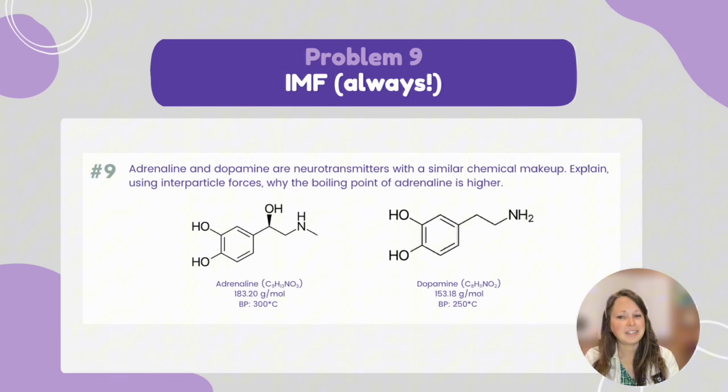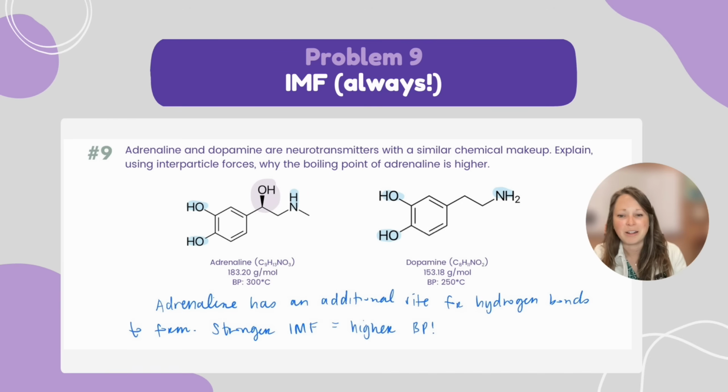All right, moving into 9, I had to include IMF because we always see IMF. These structures, you would actually probably have all of the carbons and hydrogens drawn in, but I wanted you just to focus here on identifying the difference between these two. So looking at these, they all have at least 3 hydrogen bonding sites, and then adrenaline on the left also has that additional site.